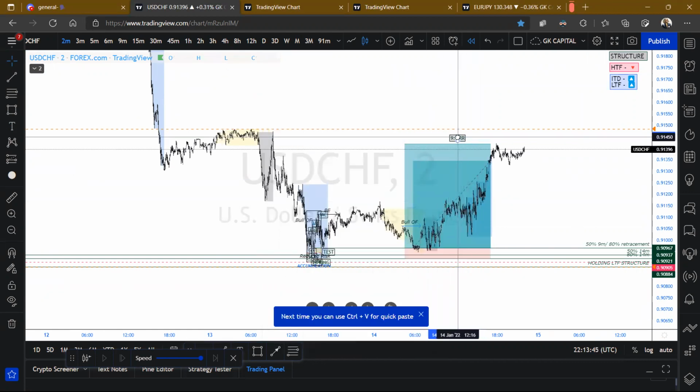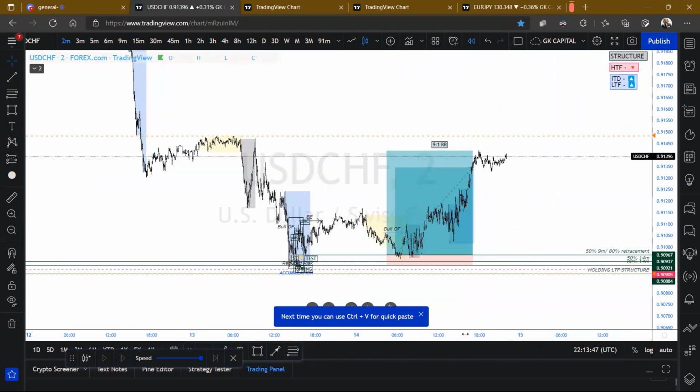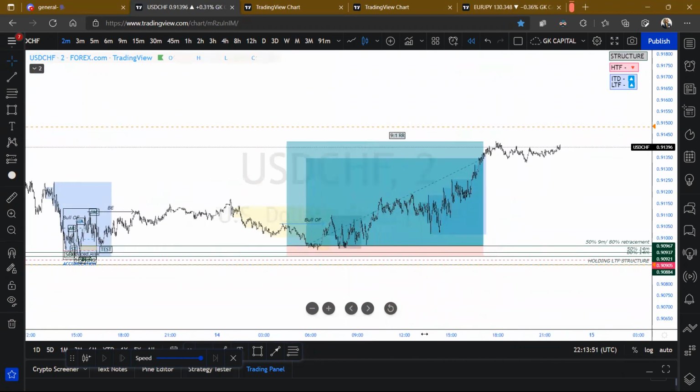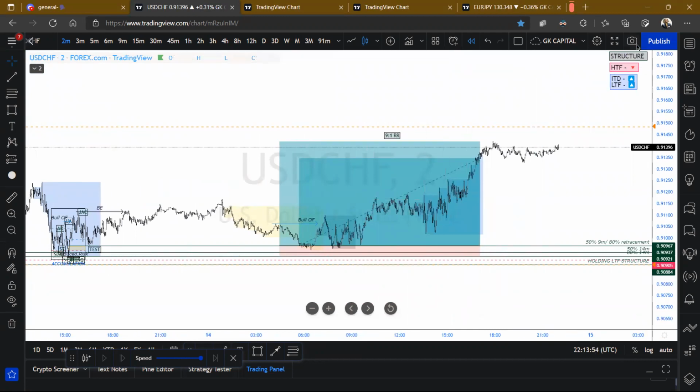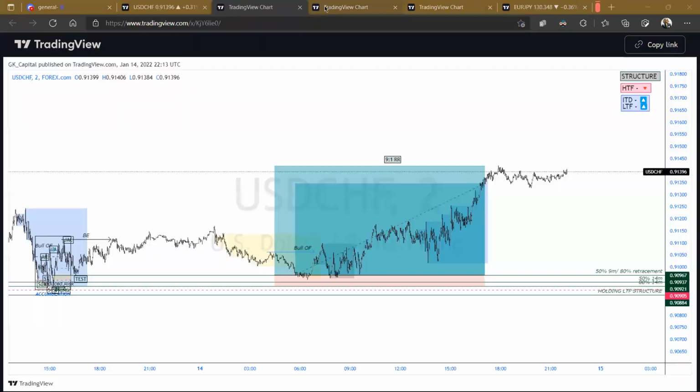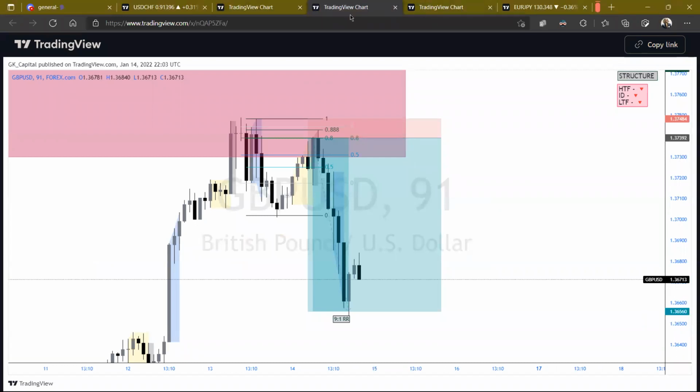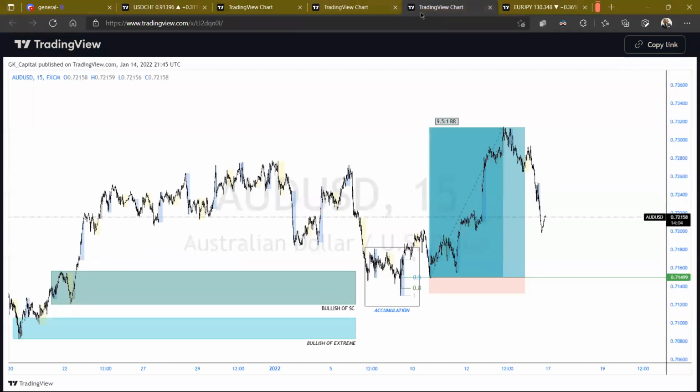Okay, cool. All right. So basically, we've got 3 trades. Yeah, 1, 2, 3 trades. All of them.